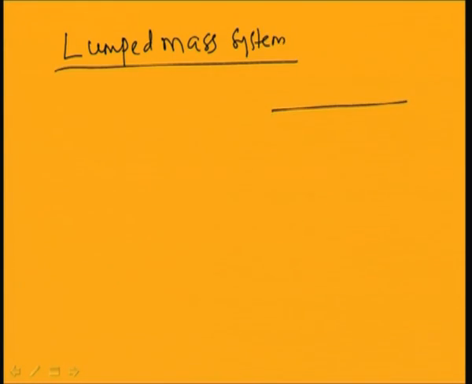Let us have a shaft. It is supported like this and you have several masses attached to this shaft. So, in this case you can find the natural frequency of the system. By equating the maximum kinetic energy of the system to the maximum potential energy of the system, you can find the natural frequency.